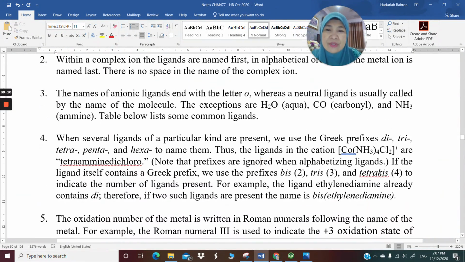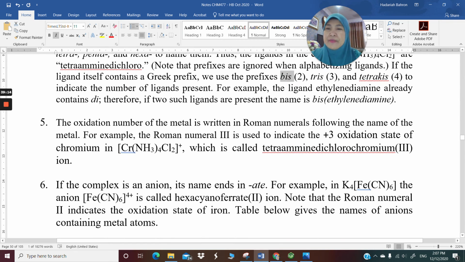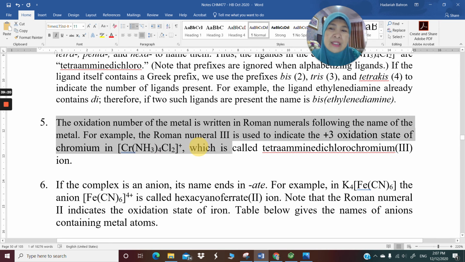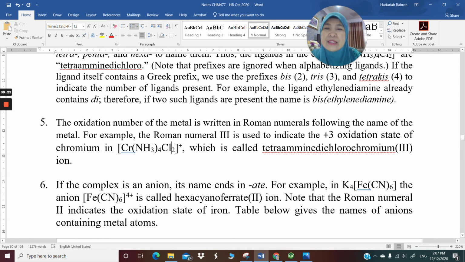Right? And rule number 5. The oxidation number of the metal is written in Roman numerals following the name of the metal. For example, the Roman numeral 3 is used to indicate the +3 oxidation state of chromium in this complex. So what do we have here?